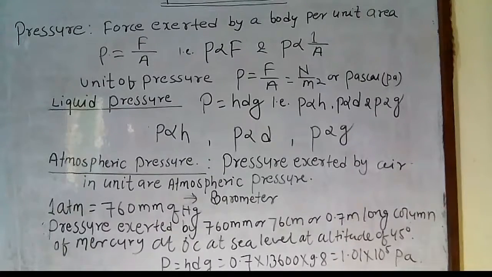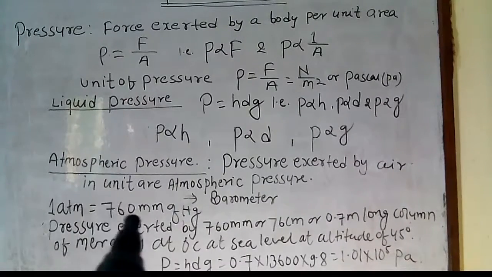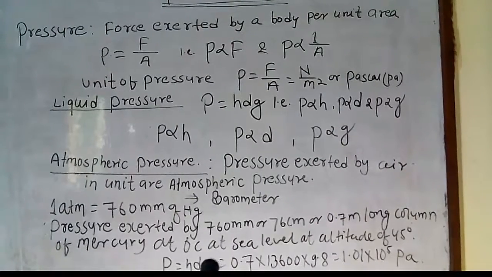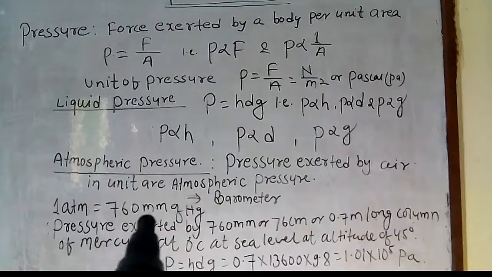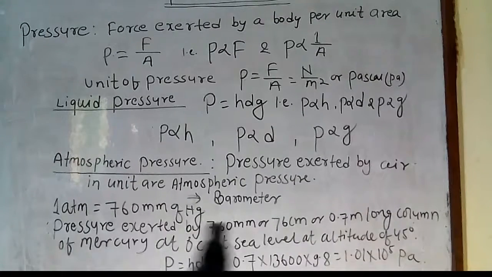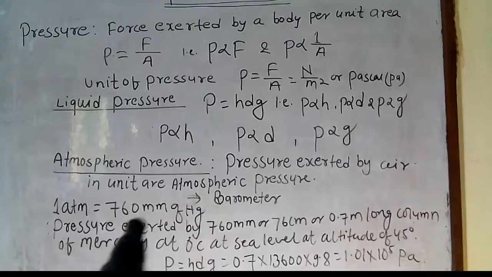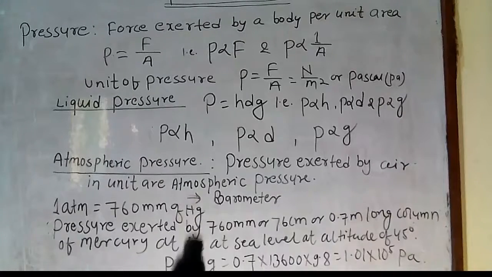So how can we convert this 760 mm of Hg into a standard unit, that is the SI unit? What is the formula of pressure? Liquid pressure is h d g. So h means how much? 760 mm. Converting mm into meter, that is 0.76 meter. And d means the density, where we take mercury. What is the density of mercury? 13600. And g means acceleration due to gravity, average 9.8. Then we multiply, and what do we get? 1.01 times 10 to the power 5 Pascal.